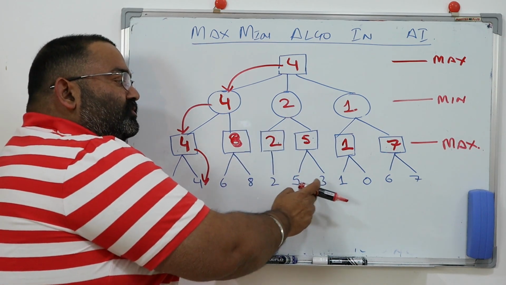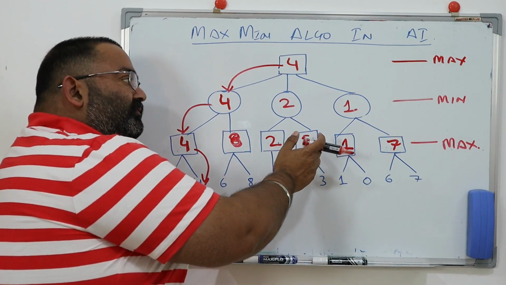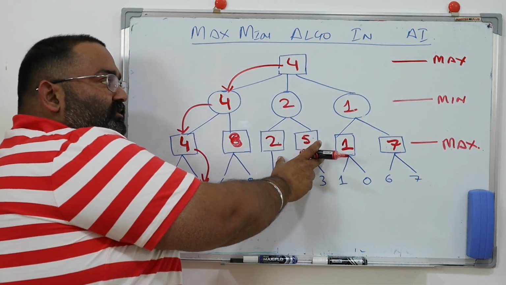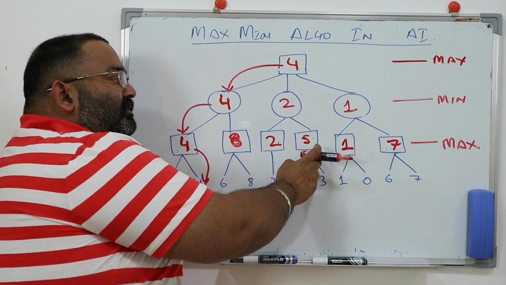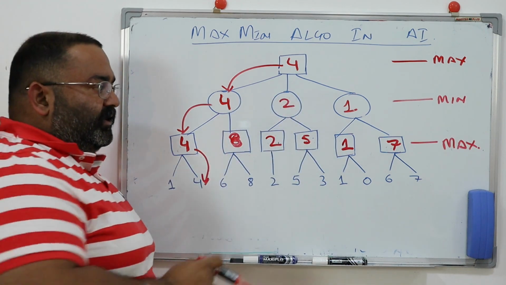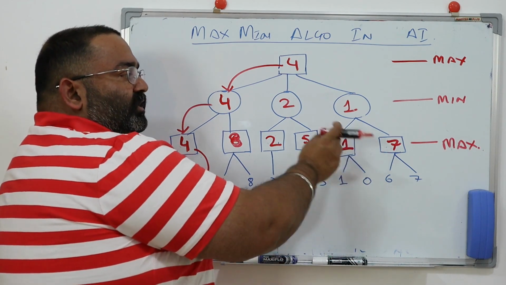Here we have two values 5 and 3. Out of 5 and 3, which is the maximum value? 5. So 5 comes here. Now out of these two subtrees, which is the minimum value? Minimum value is 2. So 2 comes here. Okay, and similarly out of 1 and 0, which is the maximum value? 1. So 1 comes here.